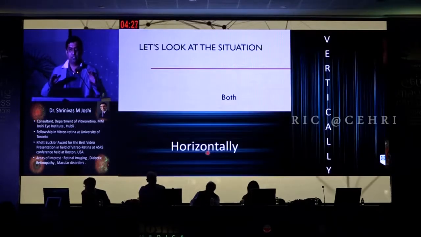So let's look at this situation both horizontally and vertically. Horizontally, we know that well-established algorithms are published, and the one written by Dr. Muna Bhende is very well established, the preferred practice patterns. DME is now classified on location, either center involving or non-center involving. If not center involving, then we treat according to the ETDRS guidelines with focal photocoagulation or grid laser. Whereas if it's center involving with no vision loss, observe and treat. If there is vision loss, then go with anti-VEGF therapy.